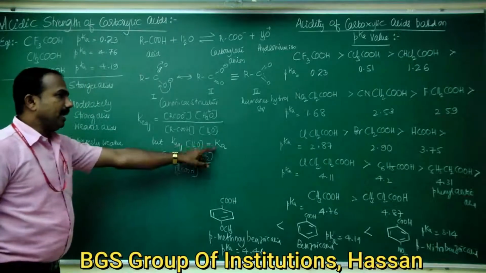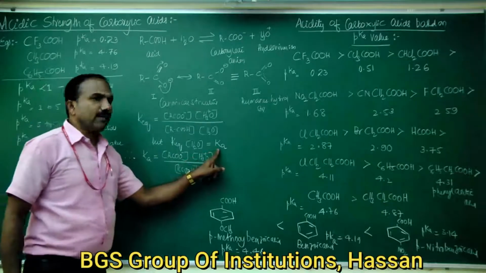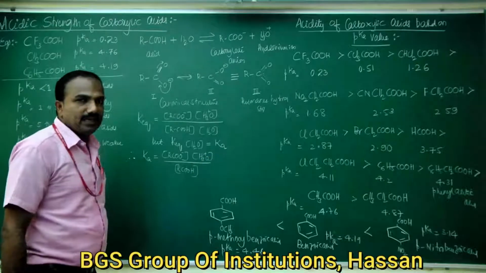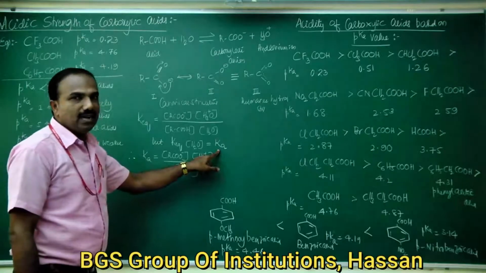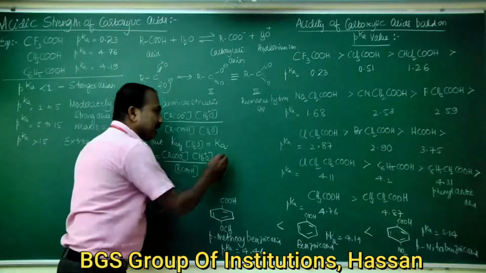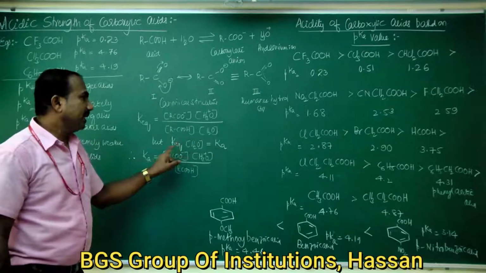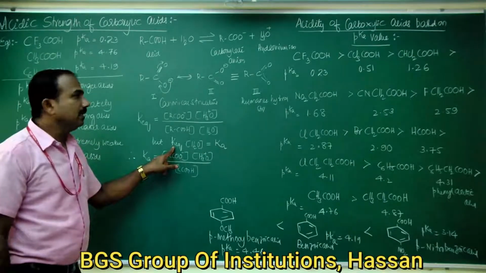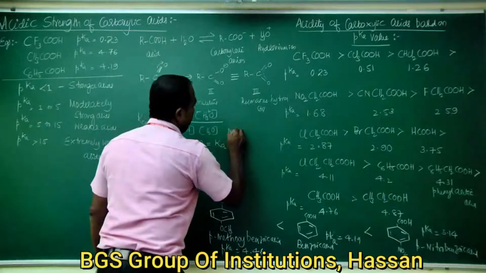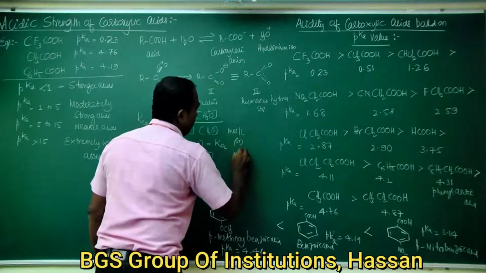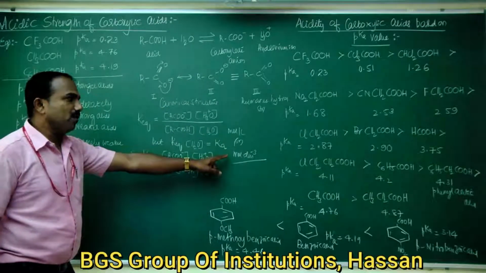Keq times the molar concentration of H2O is a constant that is equivalent to Ka, where Ka is called the dissociation constant of an acid, whether it is a strong acid or a weak acid. Keq is nothing but the equilibrium constant. Here, molar concentration is expressed in terms of mole per liter or mole per dm cube.